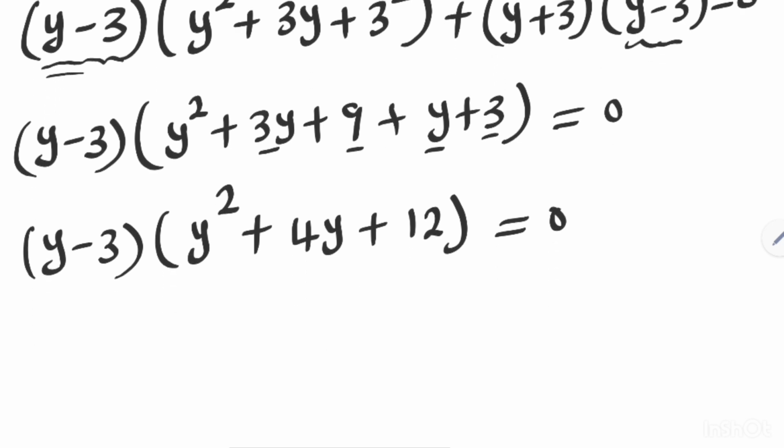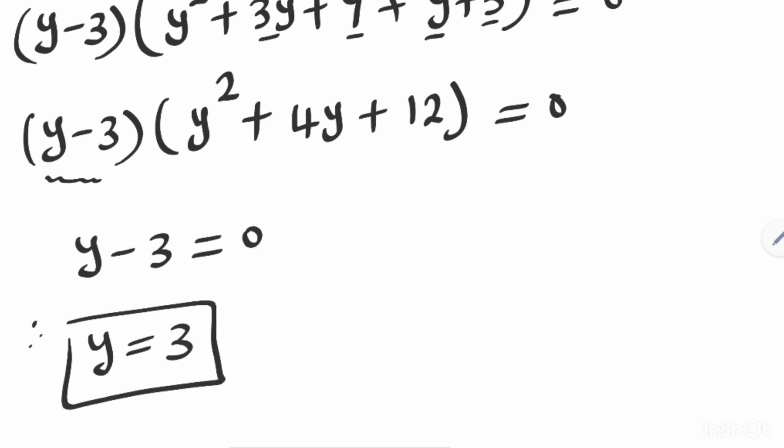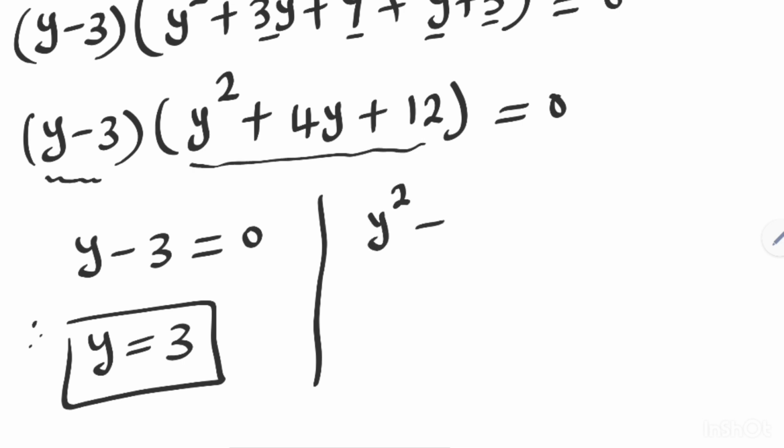The first case is y minus 3 is equal to 0. Therefore, y is equal to 3. This is the first value of y. And the second case is y squared plus 4y plus 12 is equal to 0.